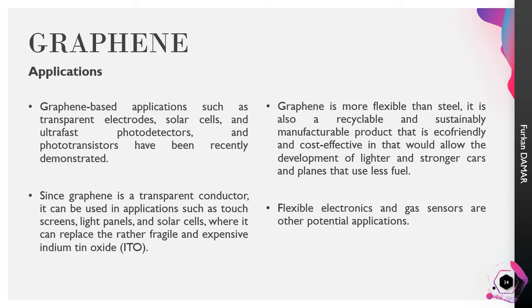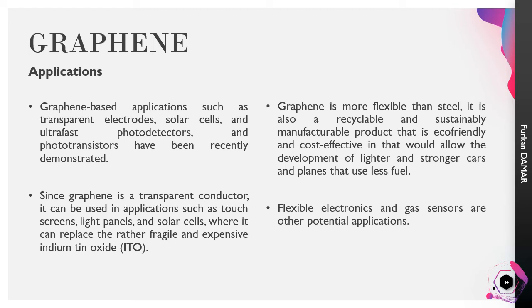Graphene's applications. Graphene-based applications such as transparent electrodes, solar cells, and ultrafast photodetectors and phototransistors have been recently demonstrated. Since graphene is a transparent conductor, it can be used in applications such as touch screens, light panels, and solar cells, where it can replace the rather fragile and expensive indium tin oxide.